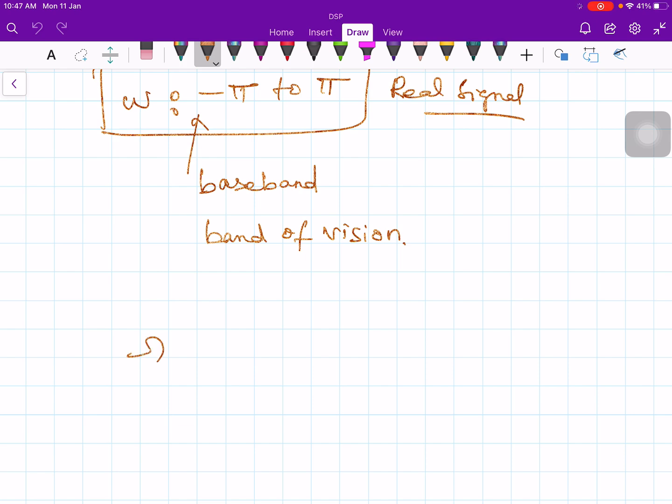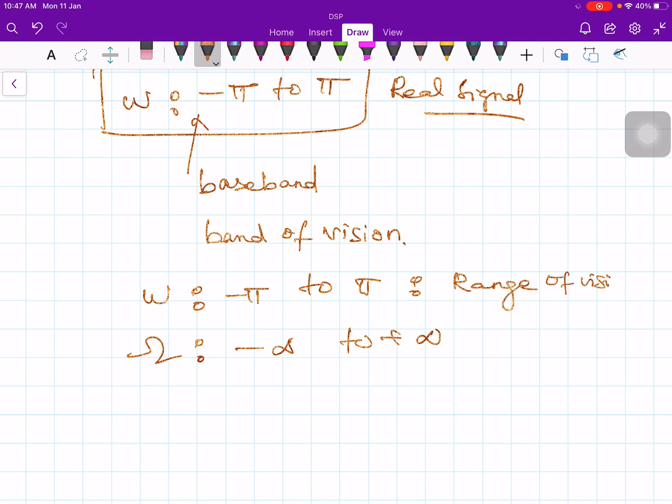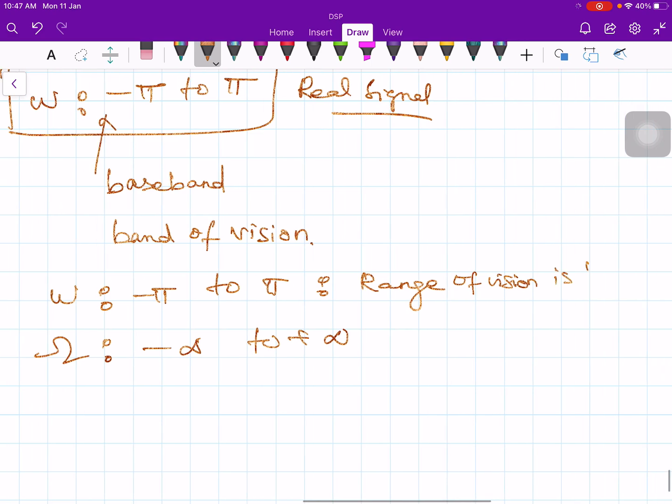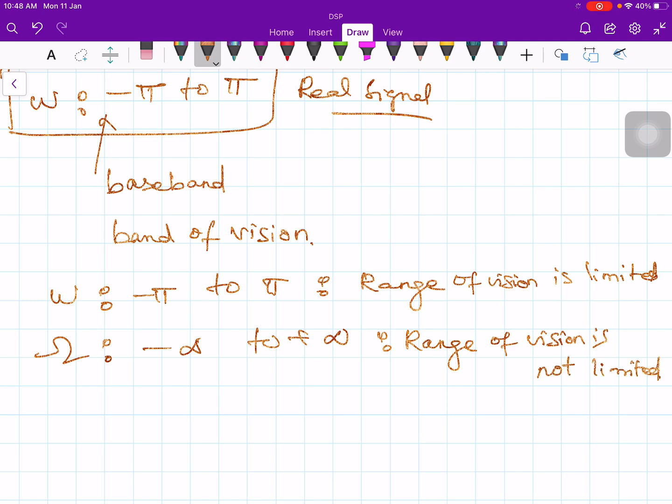See, in the analog frequency, the frequency ranges from minus infinity to plus infinity. But here in omega the range is limited, minus pi to plus pi. So this is my range of vision. Range of vision is limited in digital, but in analog the range of vision is not limited. You have to look from minus infinity to plus infinity. Not limited.